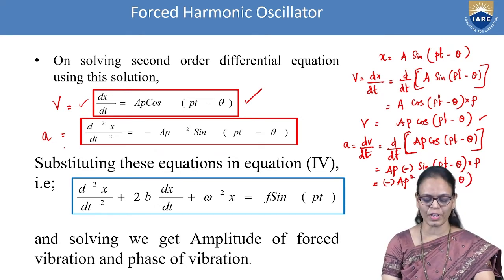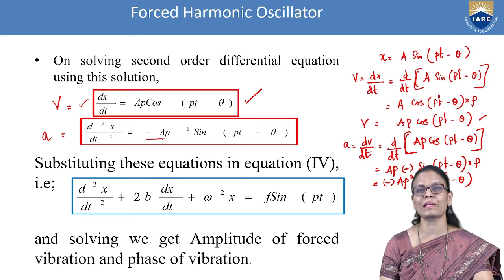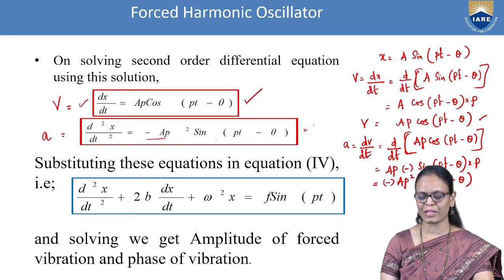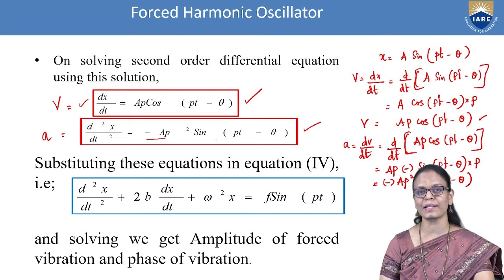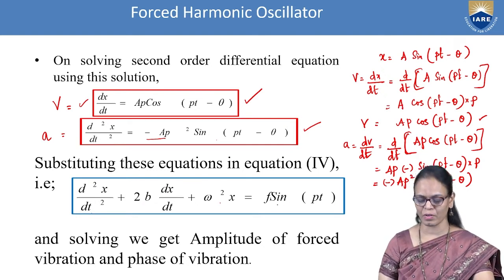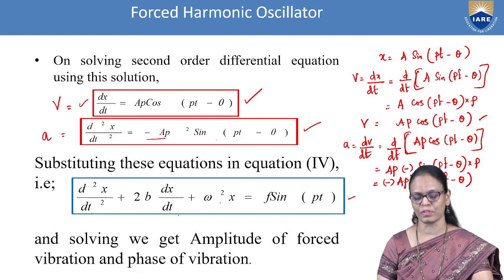So what we are getting for acceleration is minus A p square into sine (pt minus theta). So when we substitute these equations in 4, what do we get? d square x by dt square plus 2b dx by dt plus omega square x is equal to f sine pt. And when we solve, we are substituting these two in this equation.